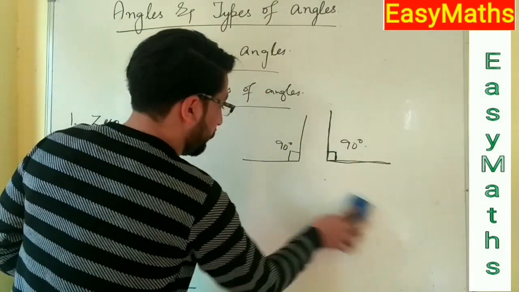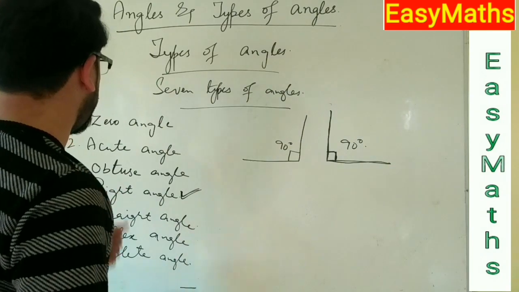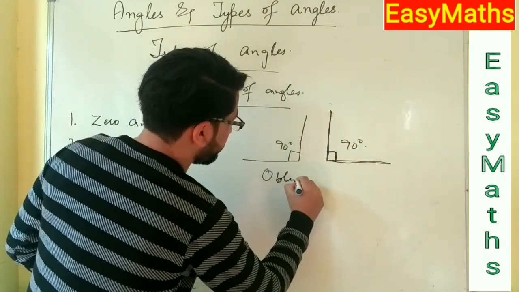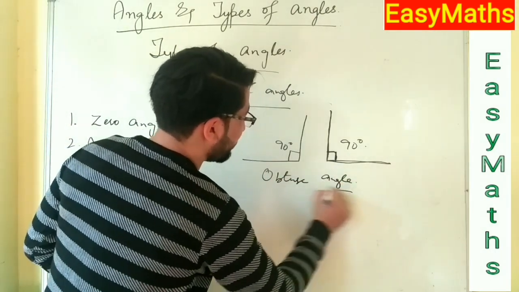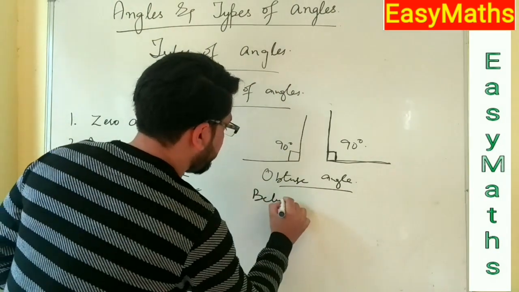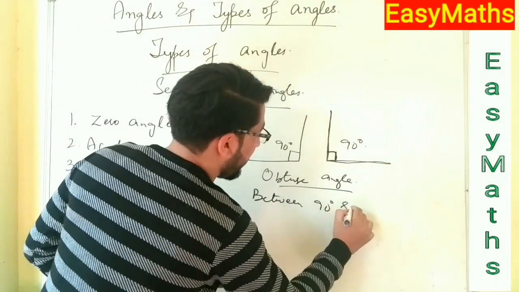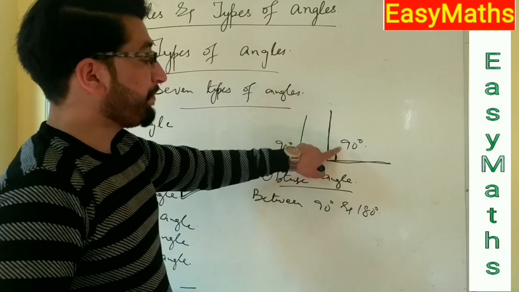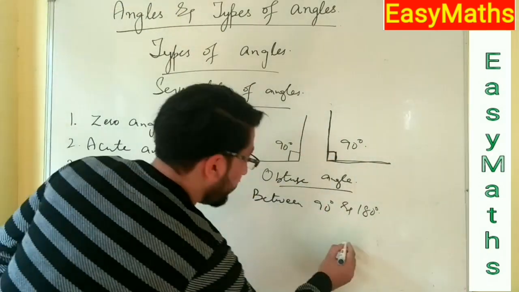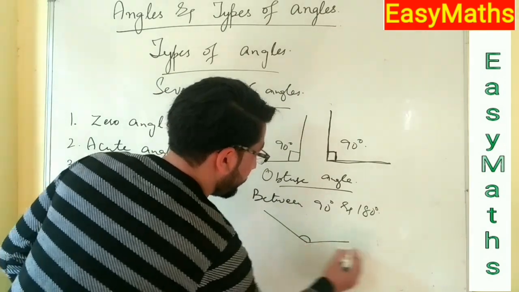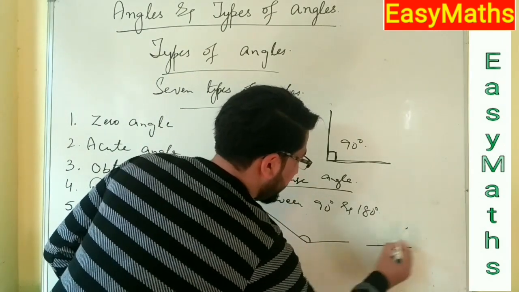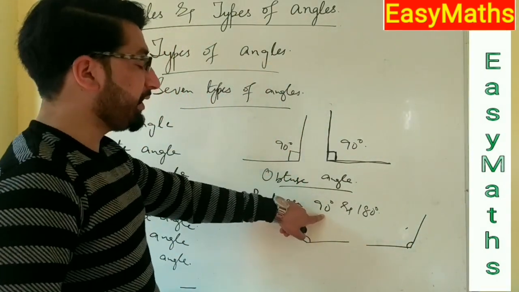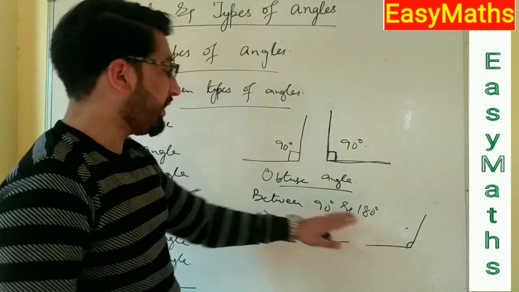After the acute angle, we will move to one more angle, the obtuse angle. An obtuse angle is an angle which is between 90 degrees and 180 degrees, larger than 90 degrees but less than 180 degrees. So it must be like this, like this. An angle which is greater than 90 degrees but less than 180 degrees is an obtuse angle.